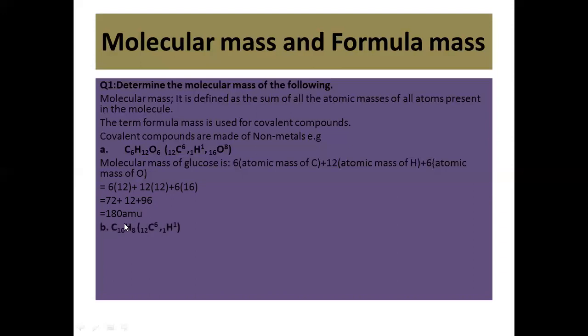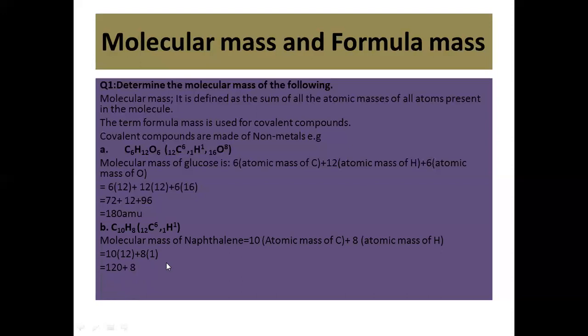Second example is C10H8. C10H8 is the formula of naphthalene. So the atomic mass of carbon is 12 and hydrogen is 1. Molecular mass of naphthalene: the number of atoms of carbon is 10, and the atomic mass of carbon is in the bracket. The number of atoms of hydrogen is 8, and the atomic mass we will write in parenthesis or bracket. So 10 into 12 plus 8 into 1 will give us the answer 120 plus 8, which is 128. 128 atomic mass unit is the molecular mass of naphthalene.